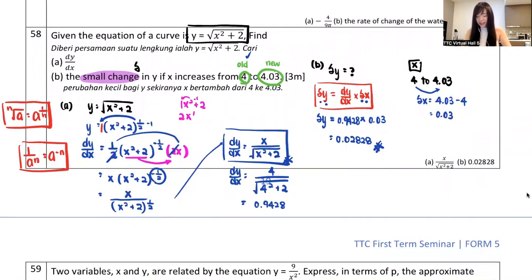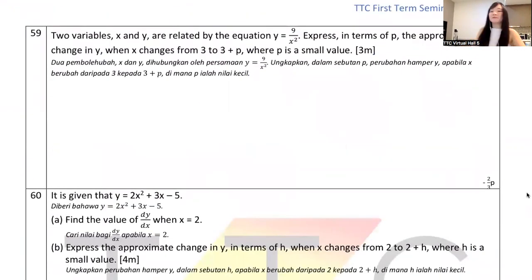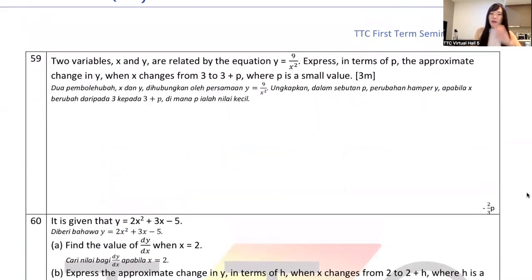Okay, question 59. They say two variables x and y are related by this equation. Expressed in terms of p, that means your answer will have a p in it. The approximate change in y when x changes from 3 to 3 plus p, where p is a small value.